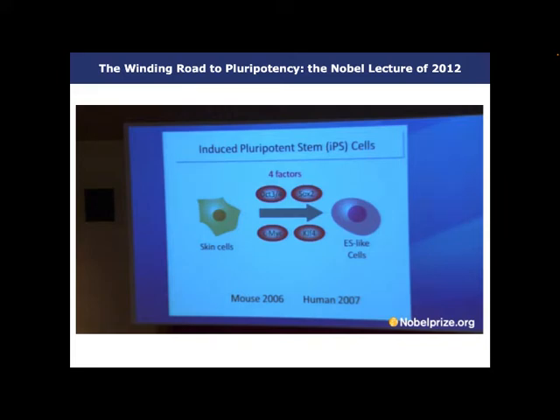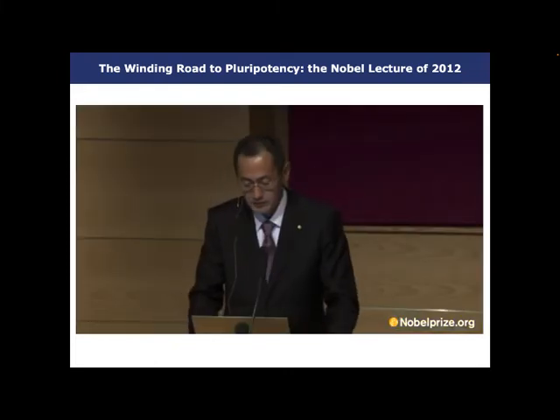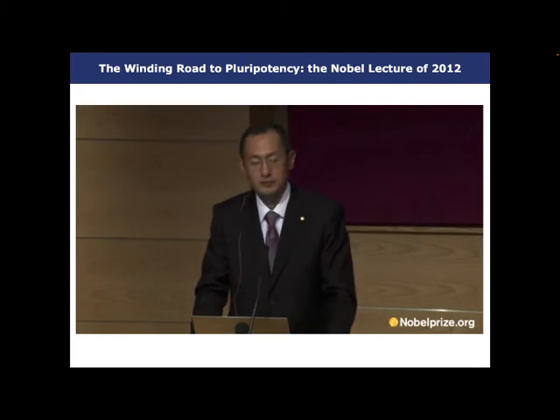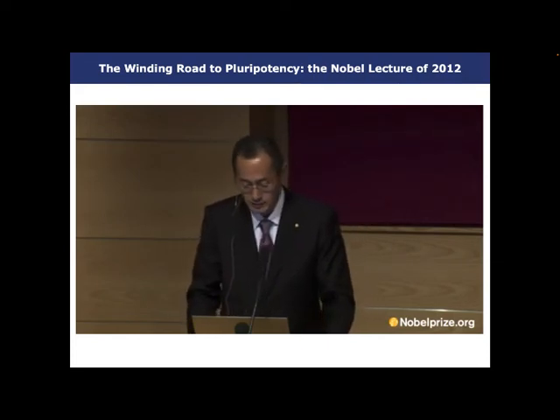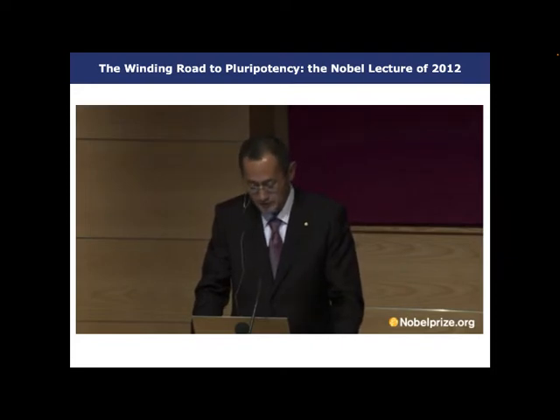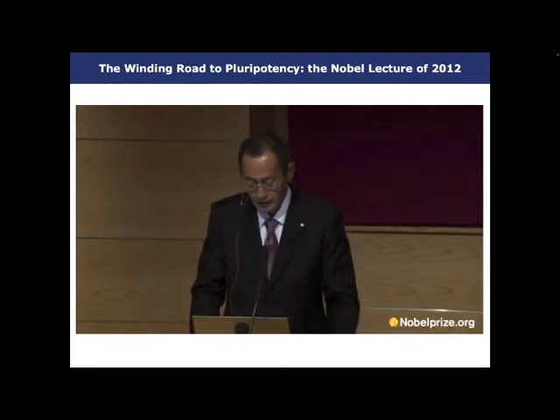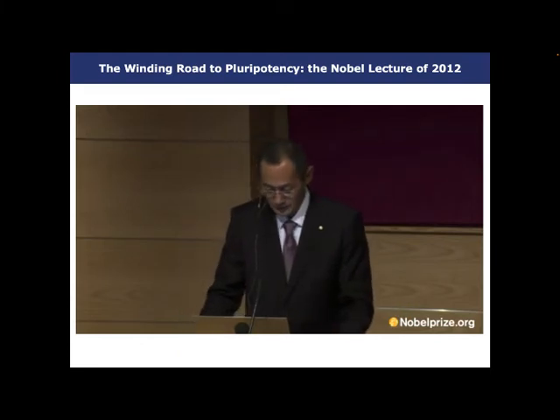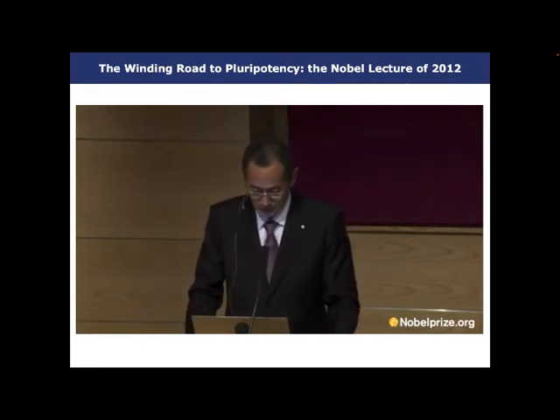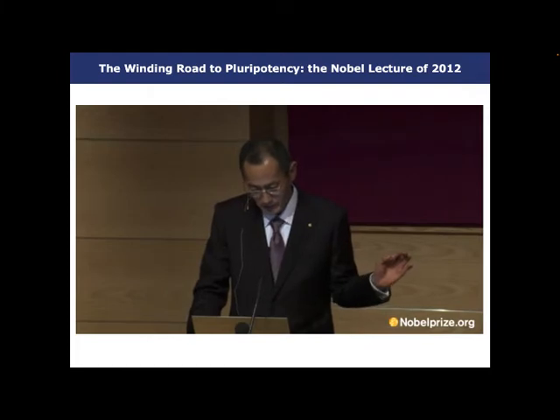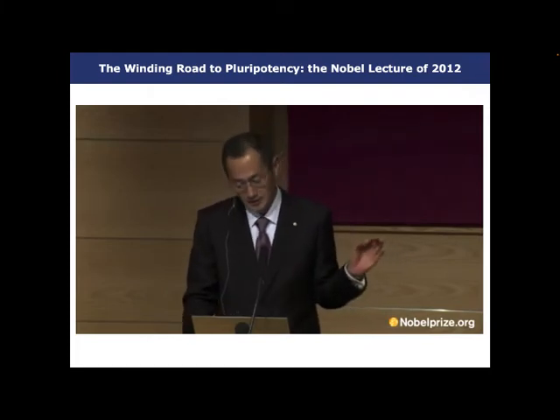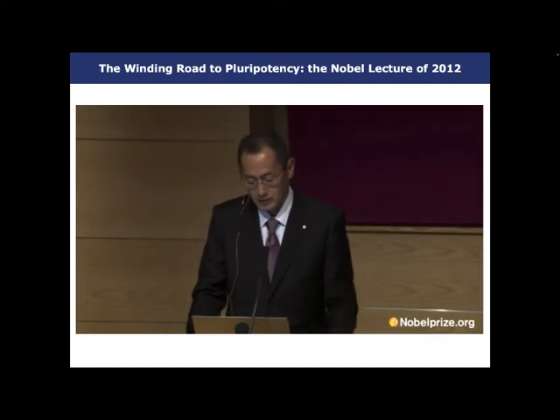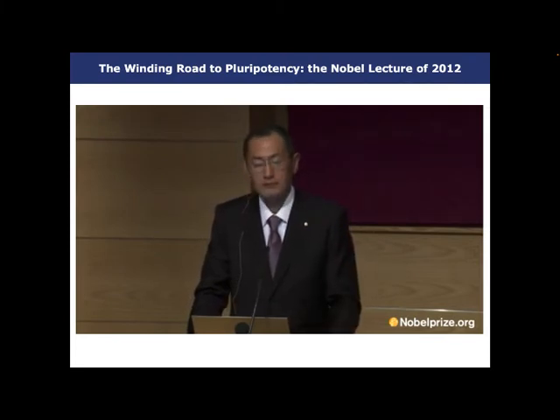We can actually convert somatic cells into ES-like stem cells, which I designated induced pluripotent stem cells, iPS cells. In the following year, 2007, we and others have shown that the same factor combination can make human iPS cells. So I want to use just one slide to show you how we identified those four factors.